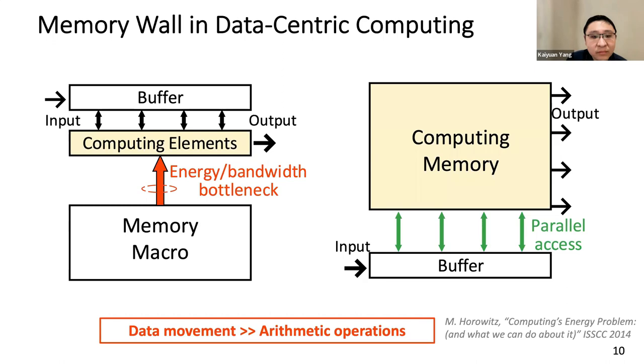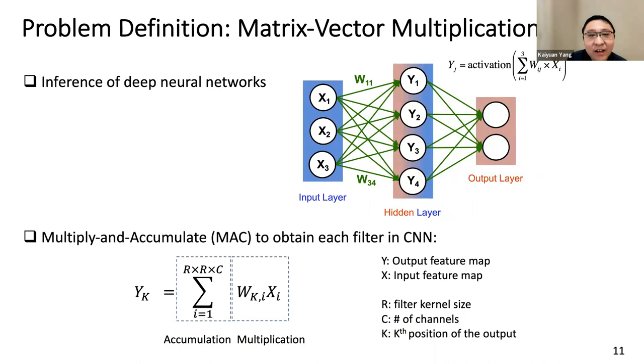So today we are going to focus on the application of in-memory computing in AI and particularly deep learning. For this type of computing, the key operation that is the dominant source of energy and latency is the matrix vector multiplication, or MVM in short.